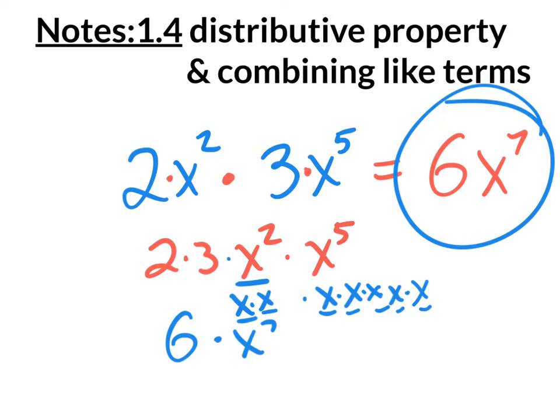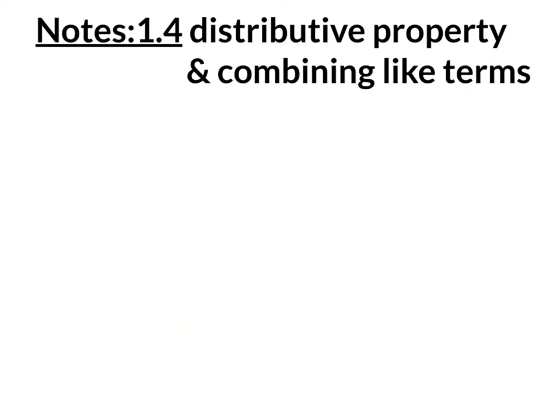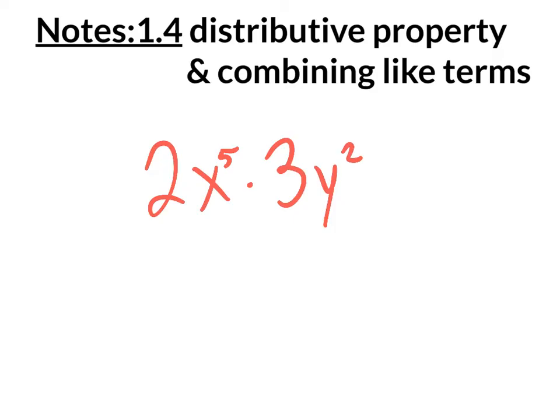What if I had 2x to the 5th times 3y to the 2nd? What would my answer be? You can multiply anything, remember? What's 2x to the 5th times 3y to the 2nd? Anybody? Nobody has an answer for this?